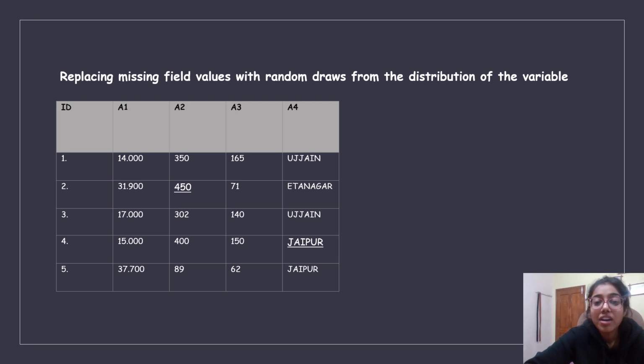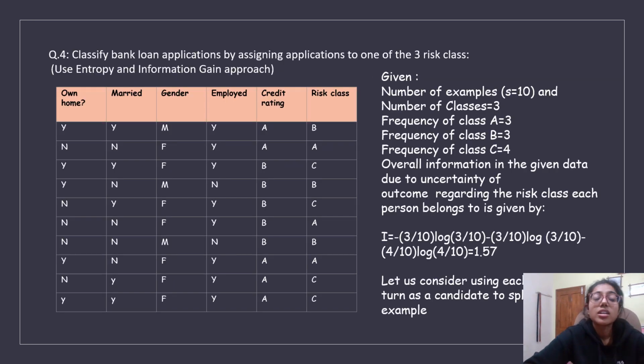So from these values we can pick any value and put it here, and also from here we can pick any value and put it here. That's it. So the fourth question is, classify bank loan application by assigning application to one of the three classes. We are given a table and we have to find information gain from this table.